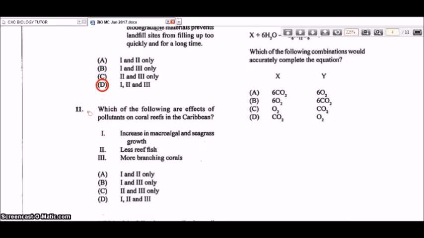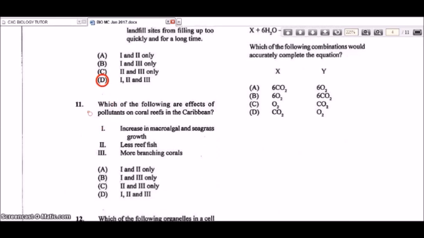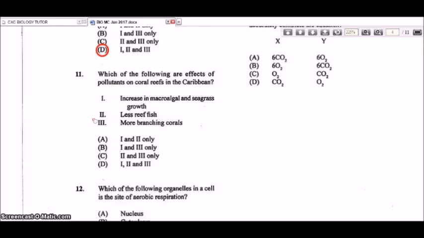Question 11. Which of the following are effects of pollutants on coral reefs in the Caribbean? So the increase in macroalgal and seagrass growth. Yes, that is true. Less reef fish. 3. More branching corals. So not so much, because that would mean that there's a better growth of the corals. So the answer for that would have to be 1 and 2 only. So that would be A.